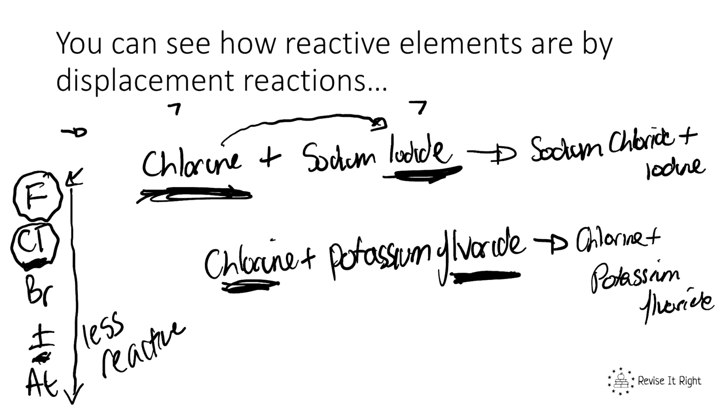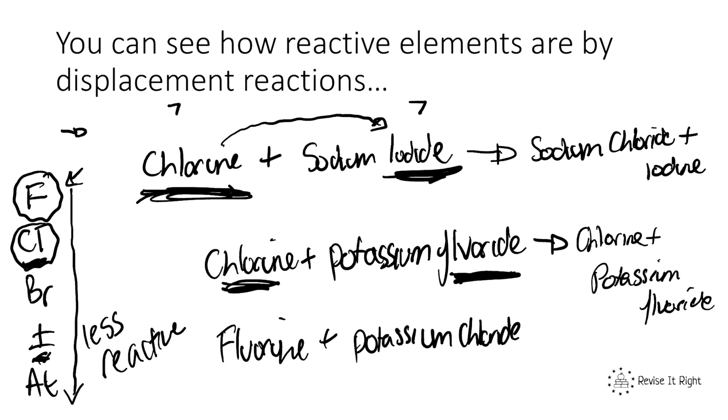Let's do one more. Okay, so we're going to have fluorine plus potassium chloride. Okay, so again we need to look at our periodic table. Fluorine, which is here, is higher than chlorine, which is here. Therefore it will take the place as it's more reactive. So this will go to potassium fluoride plus chlorine.